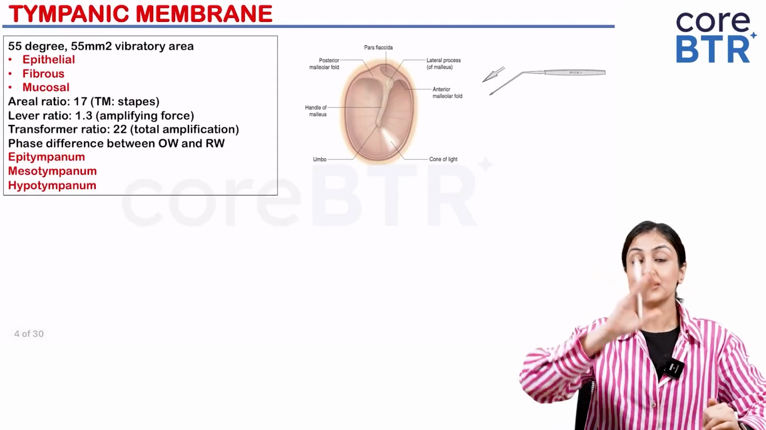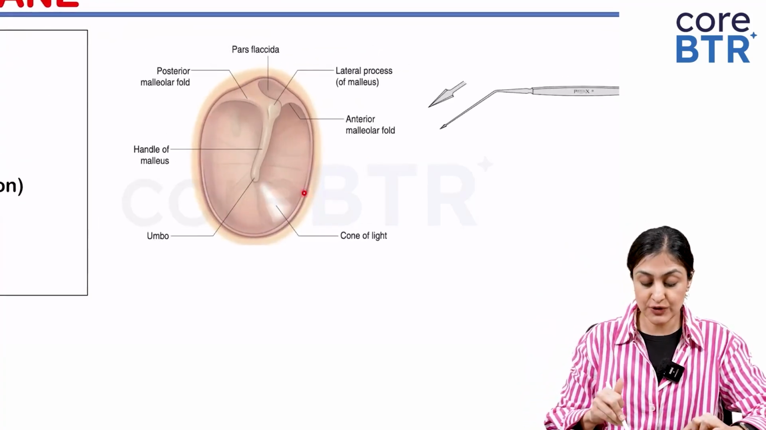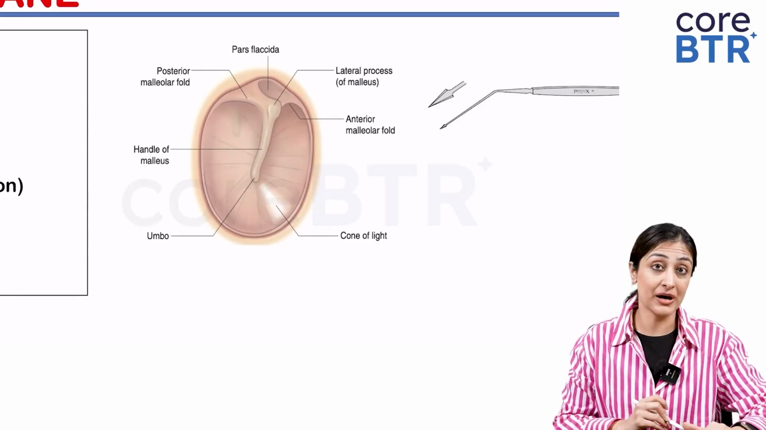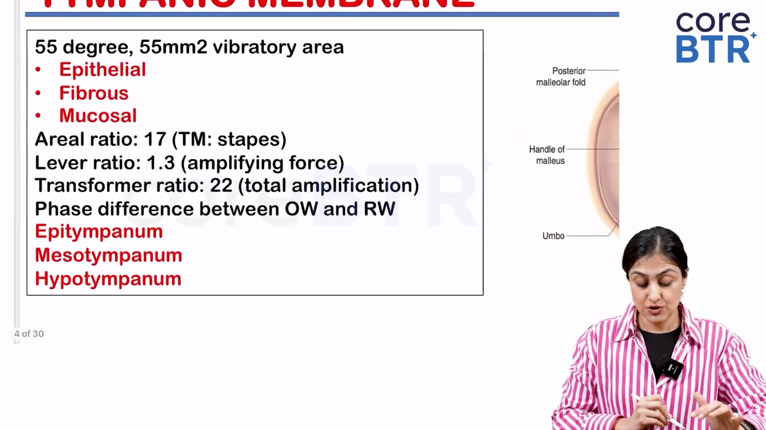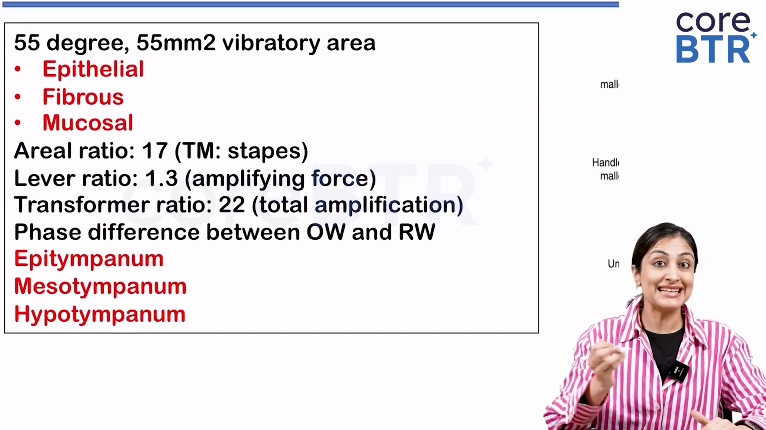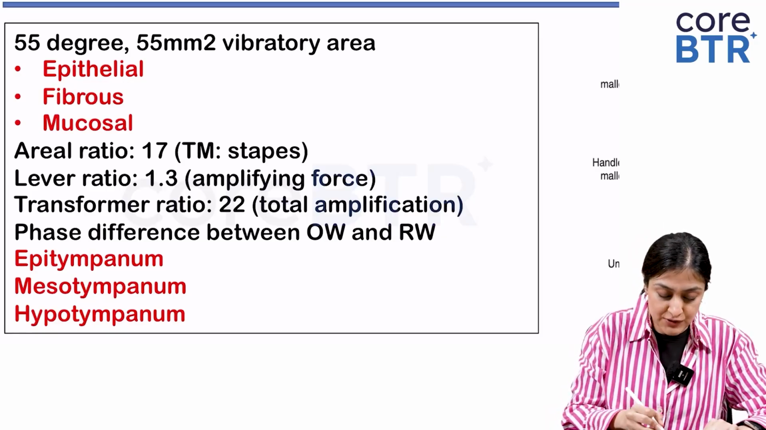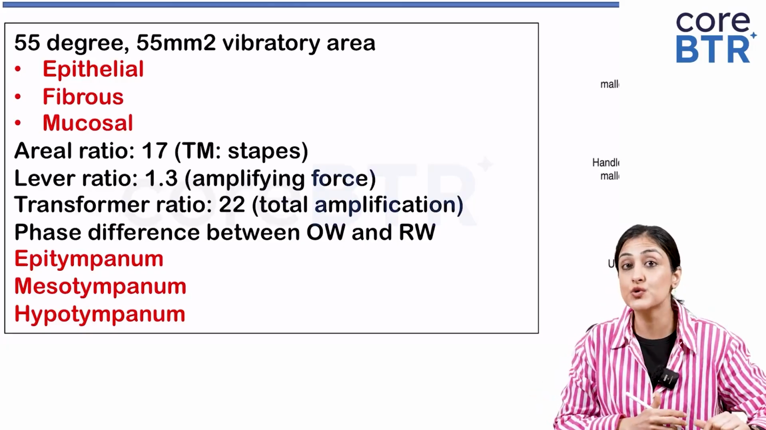Now we have reached the tympanic membrane. So let's talk about tympanic membrane. So this is what it looks like from the external examination. So we have two parts, right? You have the pars flaccida and we have the big pars tensa. So the pars tensa is made up of these three layers. So you have epithelial layer, you have the fibrous layer, and you have the mucosal layer.